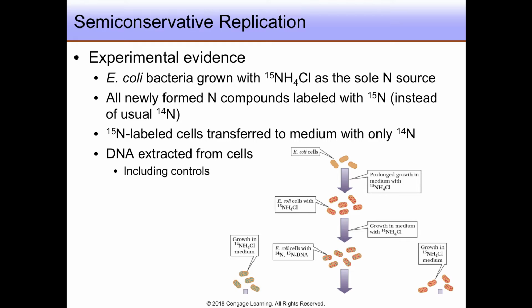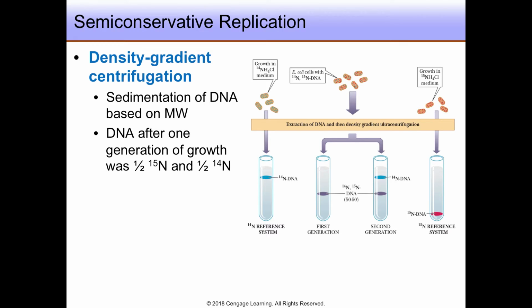As in every good experiment, controls must be included. In this case, including cells grown only in N15 or N14 media. The DNA samples were then subjected to density gradient centrifugation. Molecules will sediment within this gradient based on mass or molecular weight, with heavier molecules moving toward the bottom of the centrifuge tube. In the figure shown here, we can see the purpose of our N14 only sample on the left and the N15 only sample on the right. These serve as reference points for the migration of our test samples.